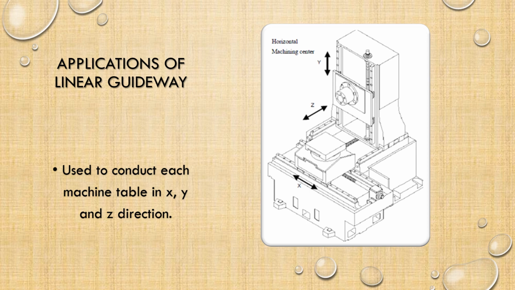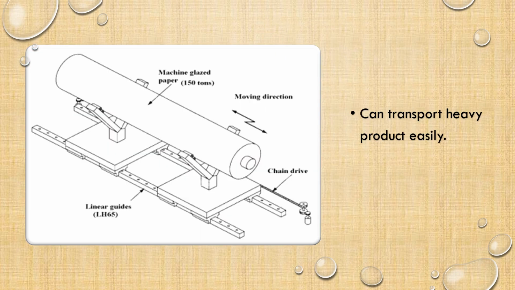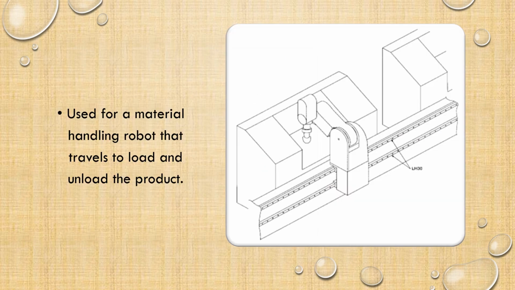Application of a linear guideway: used to conduct each machine table in XYZ direction. Can transport heavy product easily. Used for a material robot that travels to load and unload the product.